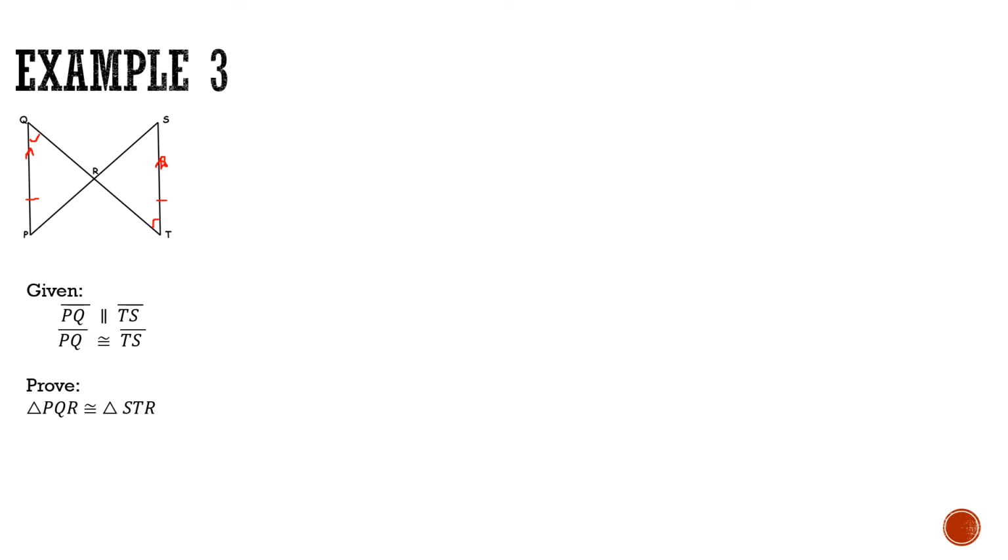I also know that this angle right here is congruent to this angle for the same reason. Alternate interior angles are congruent. So it looks like I have enough information for angle, side, angle. So that's how I'm going to build this proof, with angle, side, angle. Let's take a look at the statements and reasons.